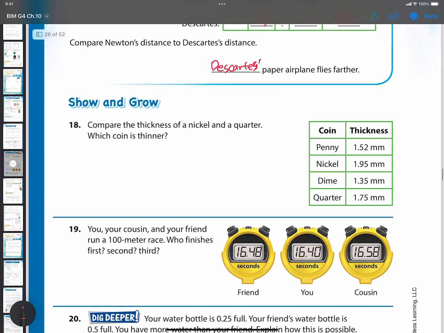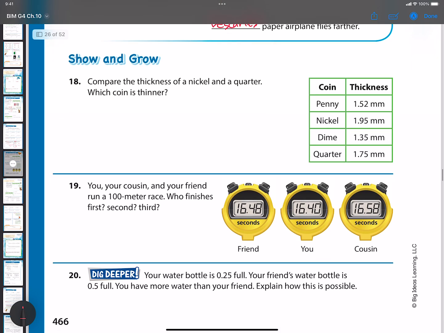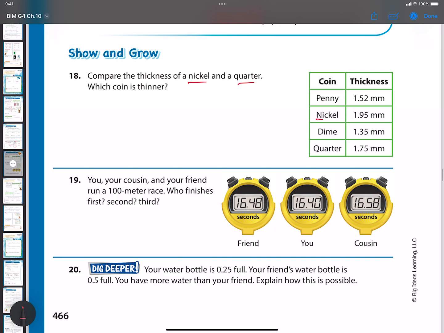Next, number 18. Same question. Compare the thickness of a nickel and a quarter. Which coin is thinner? Nickel compared to quarter. Which one is thinner? They're asking. Okay, so 1.95 versus 1.75. Which one is thinner? Sorry, I meant this is the answer, right? So the answer is quarter. Okay, quarter is thinner than nickel.